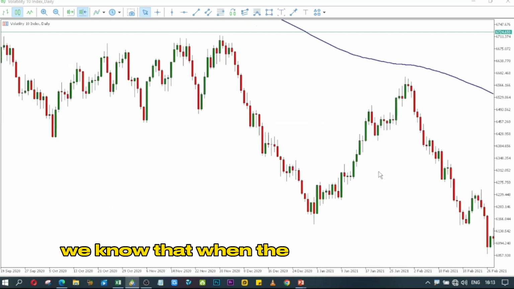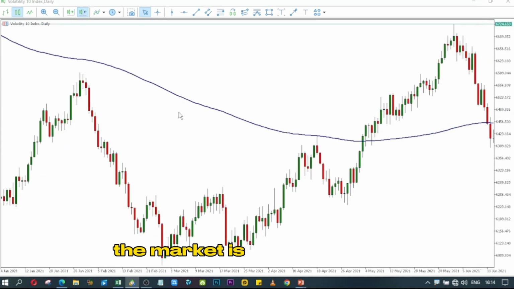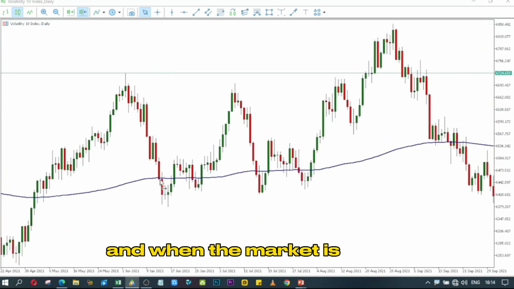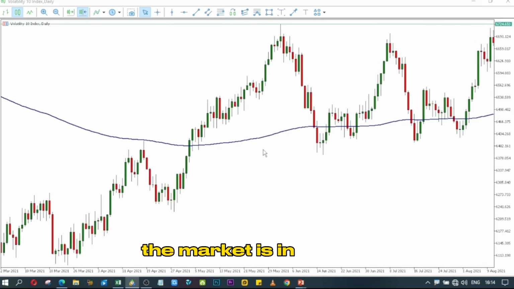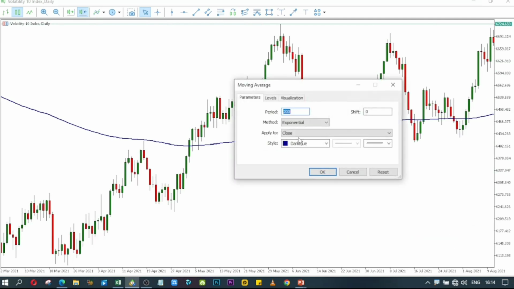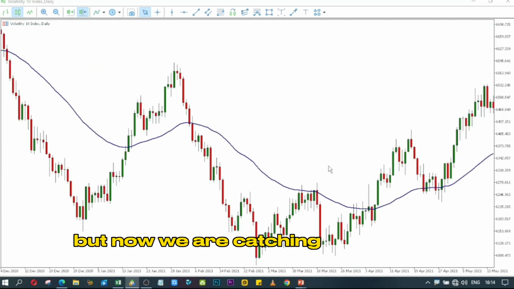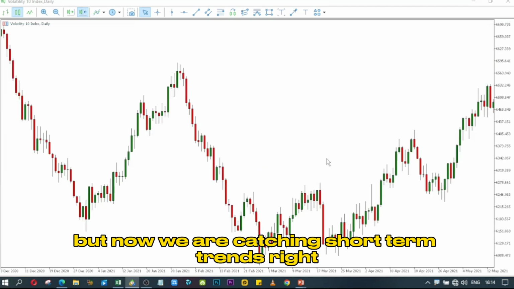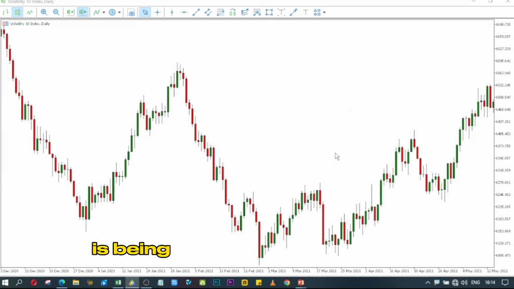So we know that when the market is below the 200 period moving average, the market is in a downtrend, and when the market is above the 200 period moving average, the market is in an uptrend, right? Or you can even use the 50 period moving average, just like this. You put in the 50 and you're going to see it works the same way, but now you are catching short-term trends.